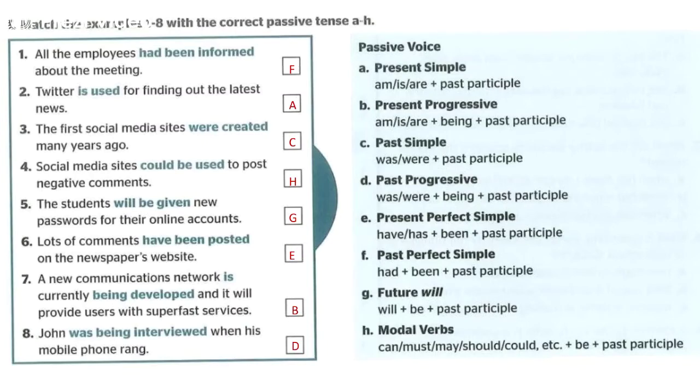6. "Lots of comments have been posted," E, which matches with present perfect simple. And last 2. "A 5G communications network is currently being developed and it will provide users with super fast services," which is B, present progressive. So interesting, for a progressive or continuous tense we need another form of be, which is with -ing, of course. And the last one, "John was being interviewed when his mobile phone rang," which is D, past progressive, another continuous form.